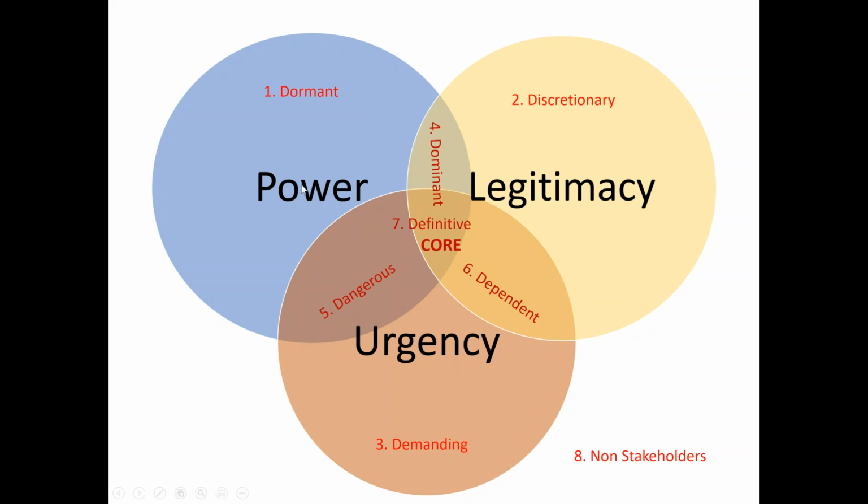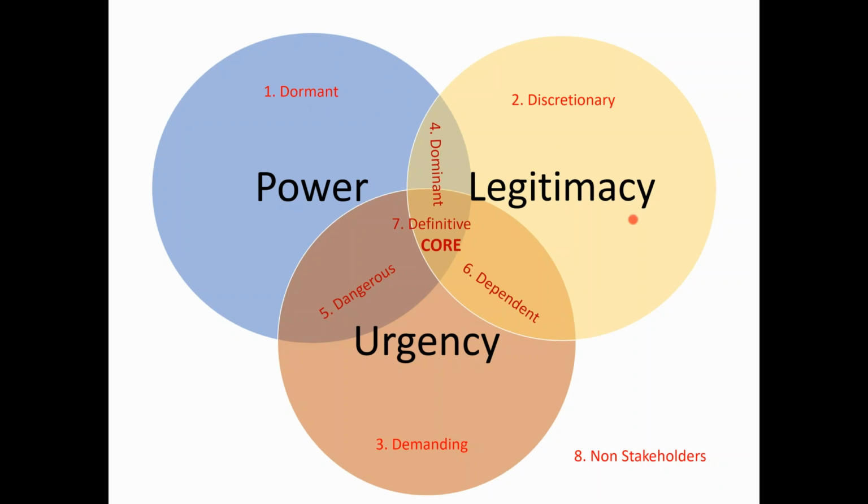Okay, if somebody has power and does not have legitimacy or urgency, then probably that stakeholder is lying in this region which is not overlapping with anything. So a new kind of classification is coming up. This kind of stakeholder who exercises the power but has no legitimacy and no urgency is called a dormant stakeholder.